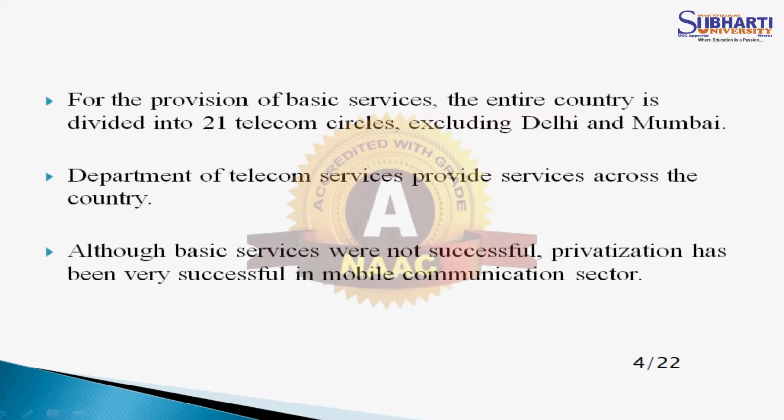If we look at the telecom structure of India, for the provision of basic services, the entire country is divided into 21 telecom circles, excluding Delhi and Mumbai. Department of Telecommunication Services (DTS) provides basic services in 21 telecom circles, and private participation in the cellular mobile market, on the other hand, has been comparatively more successful. 8 circular licenses, 2 in each of the metros, were awarded in October 1994. Subsequently, bidding resulted in the award of licenses in 18 circles in the second phase.